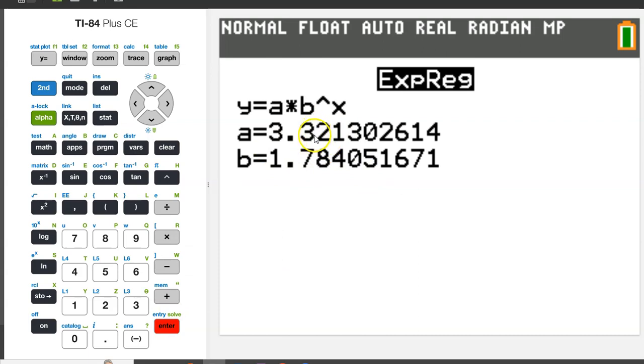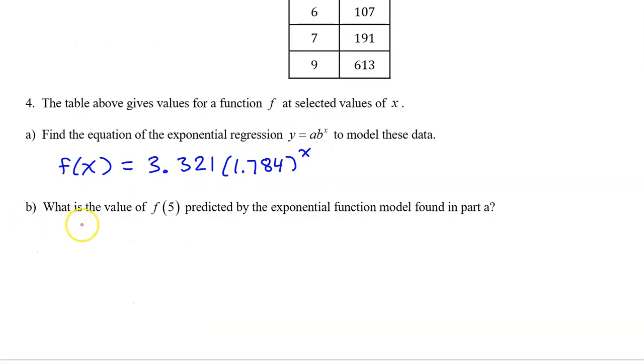There's the regression model. Part B. What is the value of f at 5 predicted by the exponential model you found in Part A? So they're asking us to find f at 5. We wisely let the calculator store the regression model with all of its decimals as y1 in the Y equals area. Let's be sure to use that. If we use these blue numbers here, you will probably end up with a rounding error and lose points.